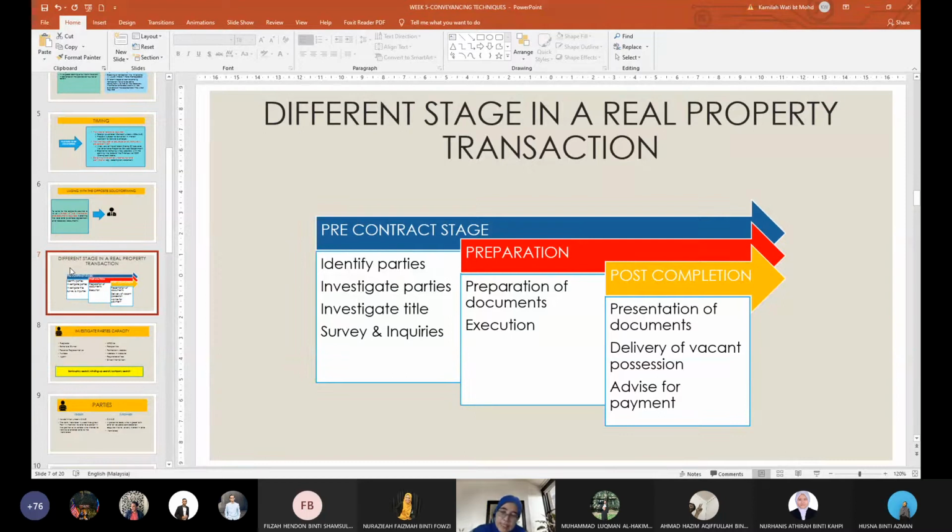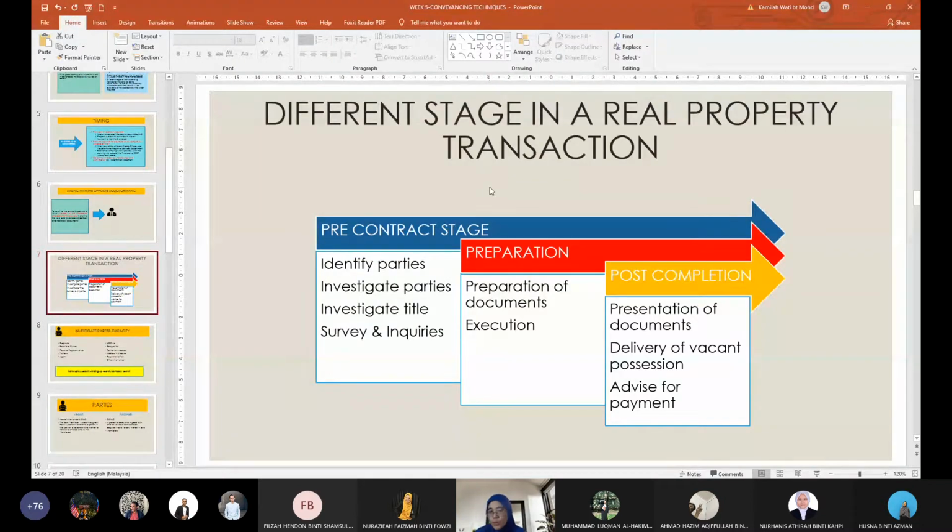So tadi proses pertama ialah getting up of the file. Get the information, apa yang penting yang kita kena consider and so on. Now we are looking at the different stages in a real property transaction. So we can divide it into 3 stages: pre-contract stage, preparation and post-completion. So pre-contract stage ni ialah yang tadi fact findings about the transaction. So identify parties, investigate title, survey and inquiries. Maksudnya masa mula-mula klien datang tu kita dapat maklumat dan kita do all these searches.